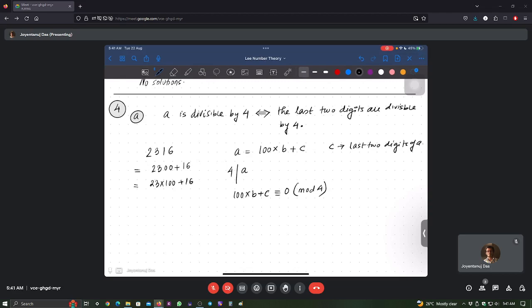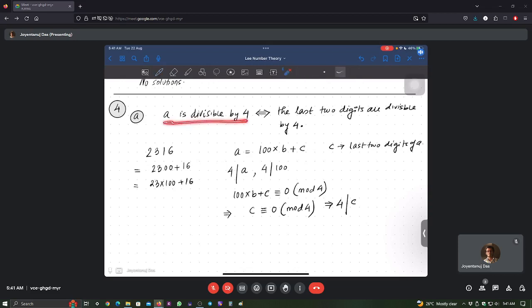4 divides A means... but the thing is 100 is also divisible by 4, right? So it will be 0. So the first part will be 0. So C is 0 mod 4. So what does it say? It says that 4 must divide C, right? That is what they're asking.